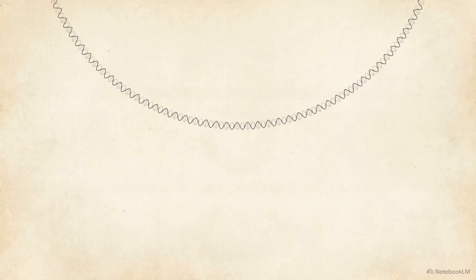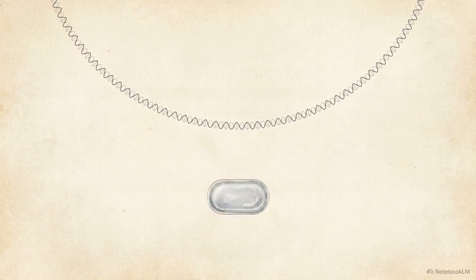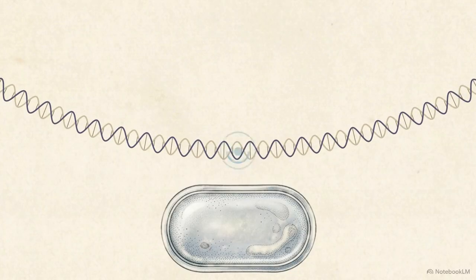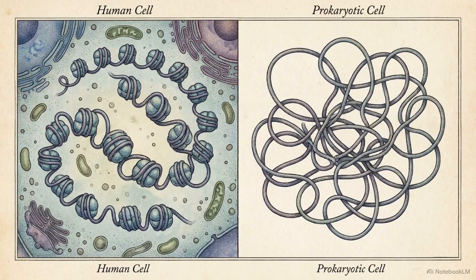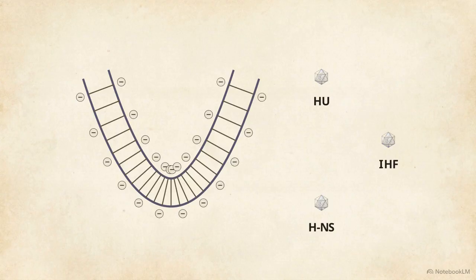To understand how this works, we start from the base state, a completely naked, uncoiled ring of DNA. The cell first secures the massive chromosome by permanently anchoring it to a single point on its inner plasma membrane. Human cells use histone proteins to spool up their DNA like beads on a string. Prokaryotic cells lack these proteins entirely. Instead, bacteria deploy a different set of specialized packaging proteins, specifically molecules known as HU, IHF, and HNS.